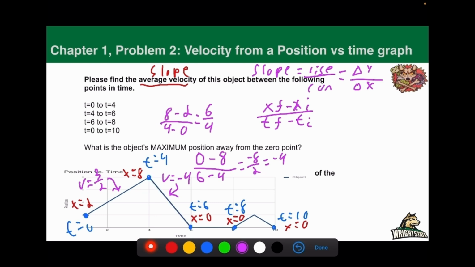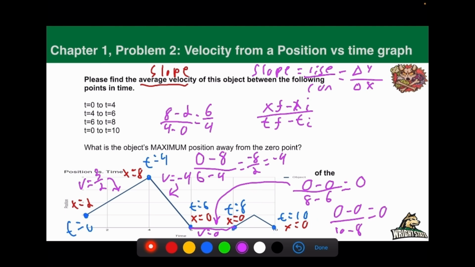Okay, let's do it for this part. That is 0 minus 0 over 8 minus 6. That's 0. So our velocity is 0 down here. And between t equals 8 and t equals 10, we also have 0 minus 0 over 10 minus 8. Final minus initial. That is going to be 0 as well. So for here, that velocity is 0 too.